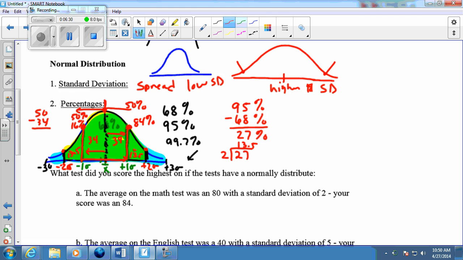So if I step up one more standard deviation, I'm at the 97 and a half percentile if I score 2 standard deviations above. If I'm at 16 and I go down 13.5%, I'm at the 2.5% level.